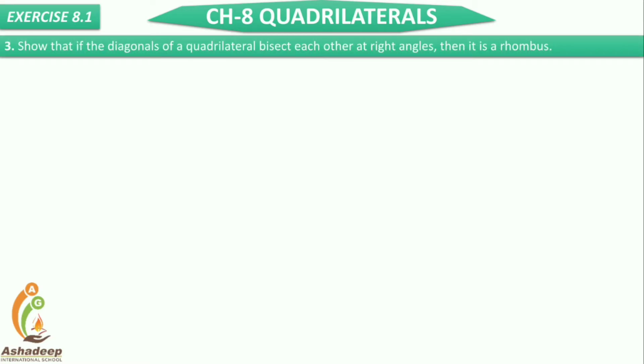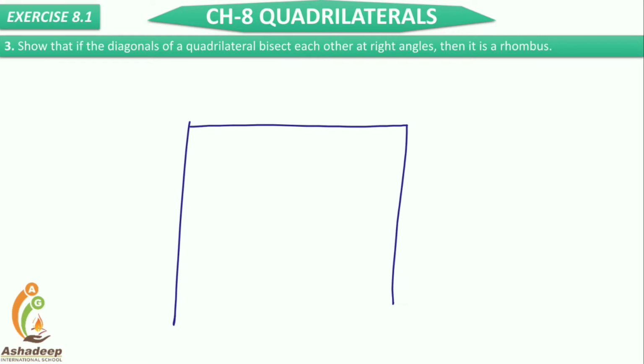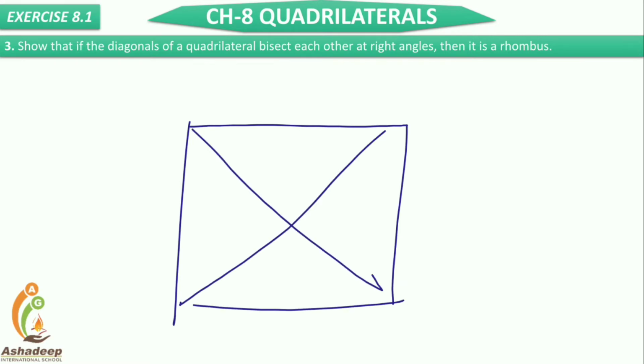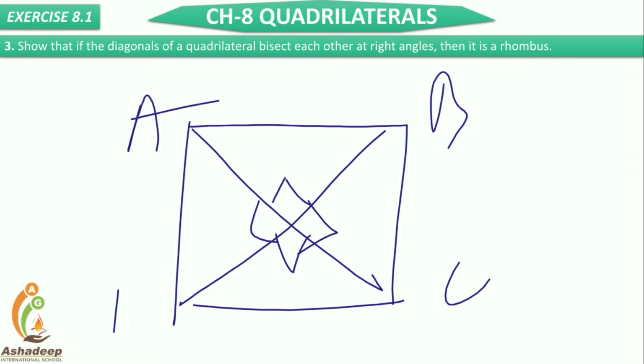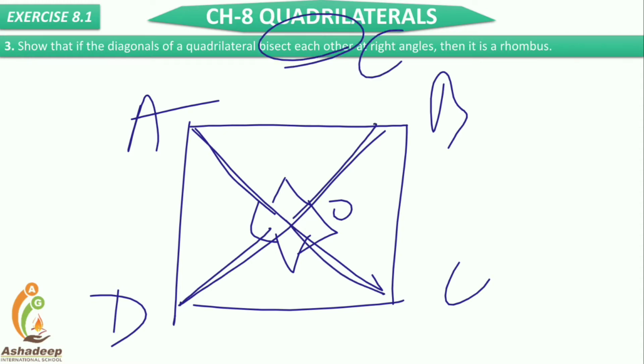Question number 3. Show that if the diagonals of a quadrilateral bisect each other at right angle, then it is a rhombus. So what we need to prove here is that if the diagonals of the quadrilateral bisect each other at right angle, then it is a rhombus. Given that this is ABCD and the diagonals intersect at O, AO is equal to OC and DO is equal to OB, because they are bisecting each other at right angle. That means each and every angle is a right angle, right?